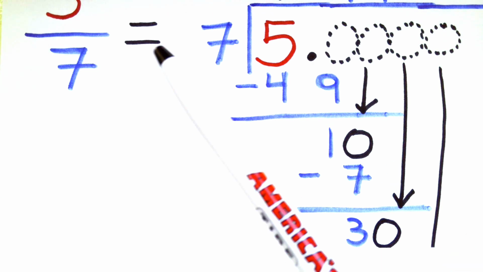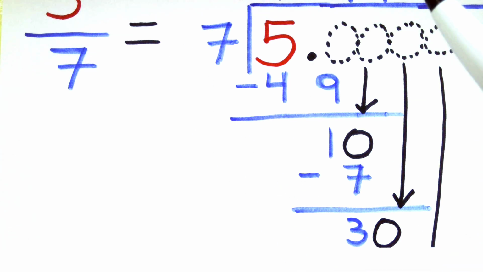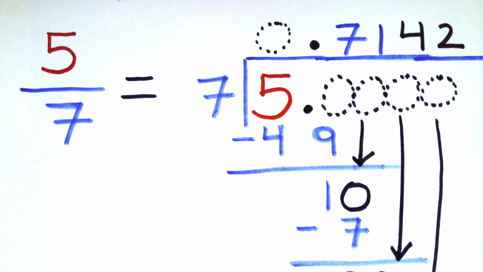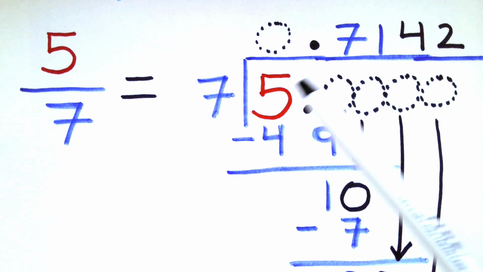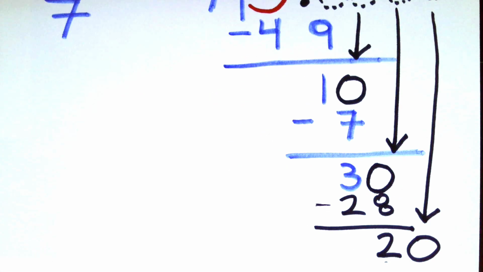So 7 times what number gets me closest to 30 without going over? If you said 7 times 4 gets me closest to 30 without going over, you're absolutely correct. What is 7 times 4? If you said 28, you're absolutely correct. I'm going to subtract 28 from the 30, and that gives me a value of 2. So I'm going to take my last 0 to the right, bring it all the way down and turn that 2 into a 20.